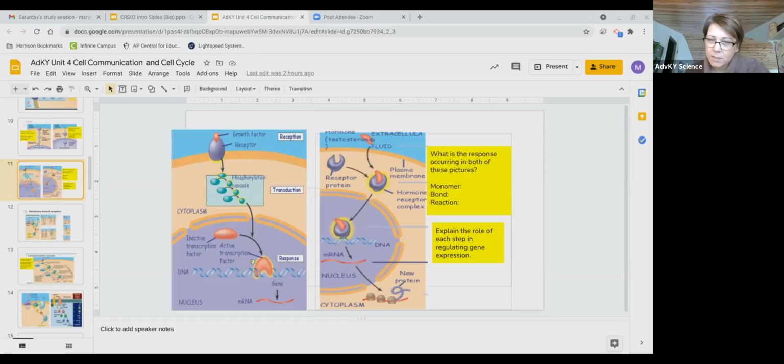So let's move on. Transduction. How would you explain that part of a signal transduction pathway? What actually happens during transduction?